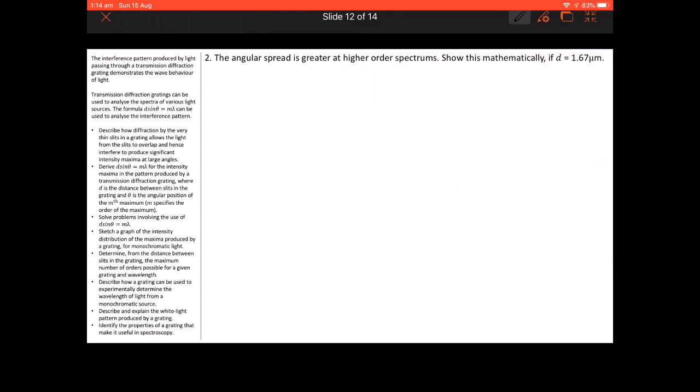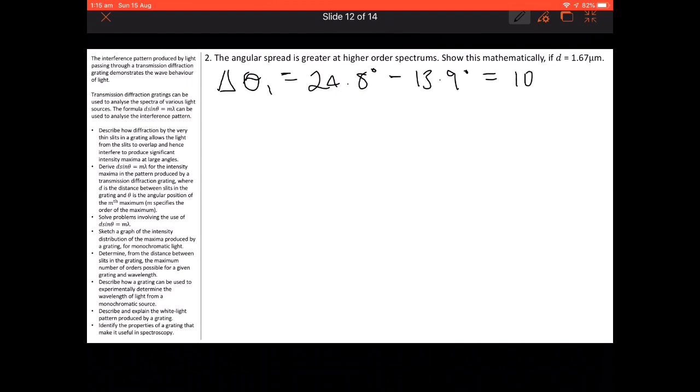To start off, we'll recall our first order angular spread. So I'm just going to use delta theta of the first spread, and that was 24.8, the angular position of red light, minus 13.9, which is the angular position of violet light, and that is equal to 10.9. So the angular spread of the first order spectrum is 10.9 degrees.